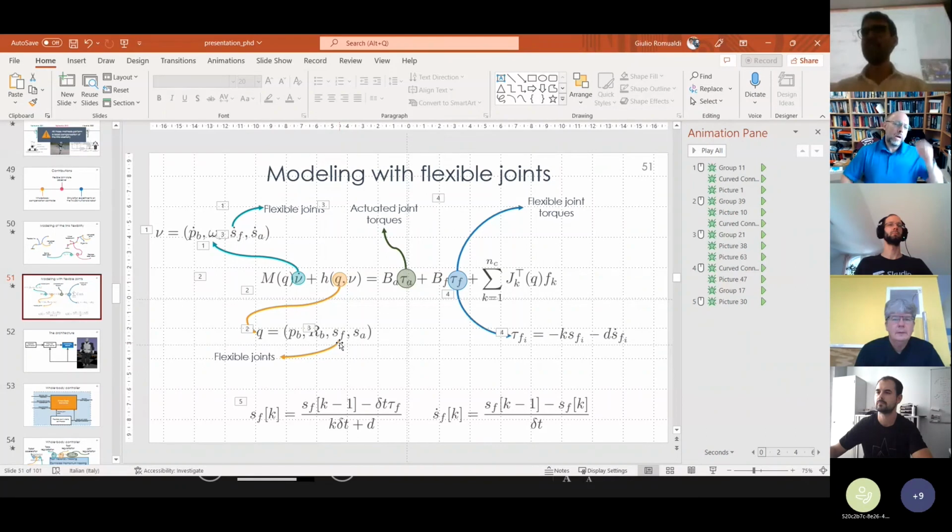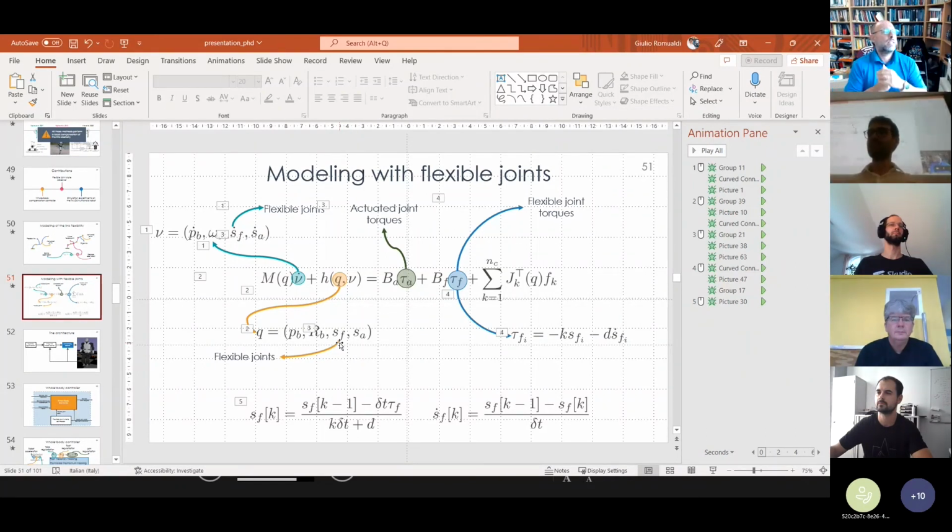I misunderstood. I thought that S_F was a particular state that was capturing the flexibility. No, it's the position of the joint. It's just the position of the flexible joint. Okay, I got you now. Exactly. That's why I was trying to understand what it was. Okay, I understand now. Thank you.